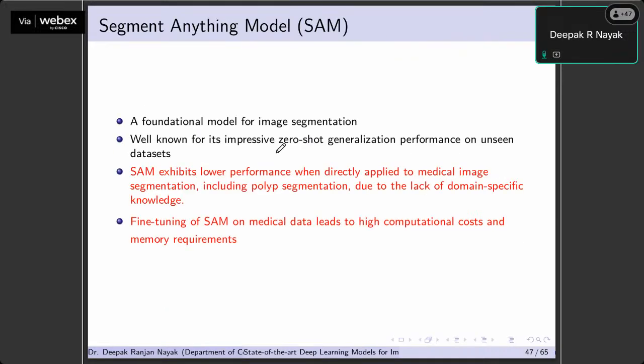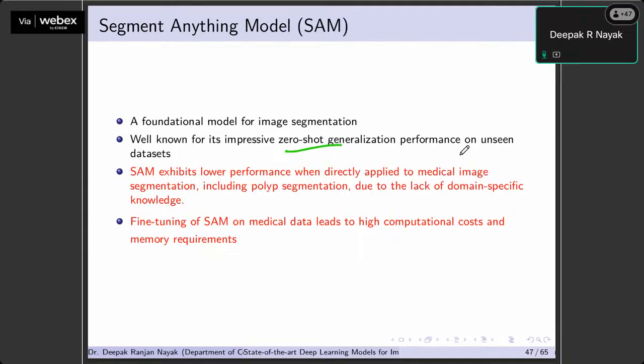Recently, one very important architecture for all of you, the Segment Anything Model, has been proposed as a foundation model for image segmentation. But it has not been designed for medical imaging tasks; it is designed for natural image segmentation. It is very well known for its impressive zero-shot generalization performance. I'm not going to discuss zero-shot much here, because we have a separate session for it. One of the speakers will discuss what zero-shot learning, few-shot learning, and one-shot learning are, everything in detail. Then you can correlate with this.